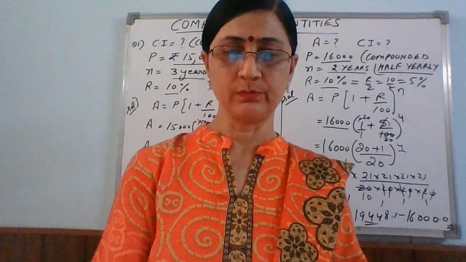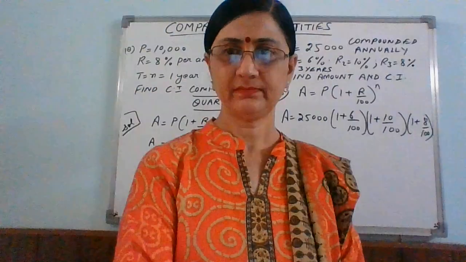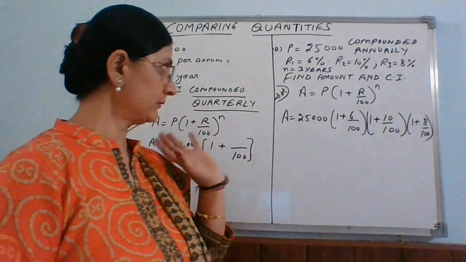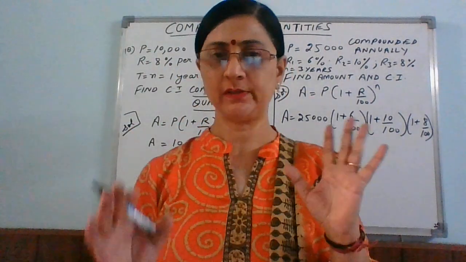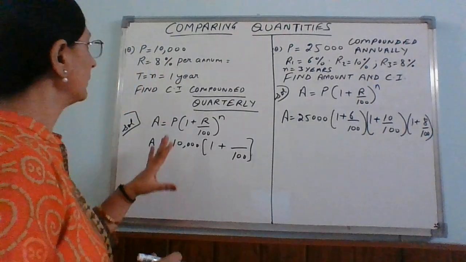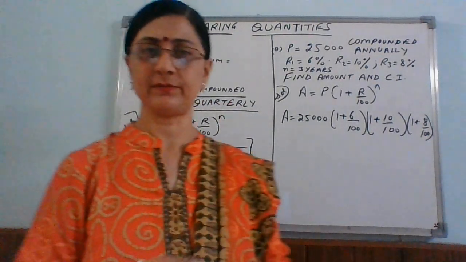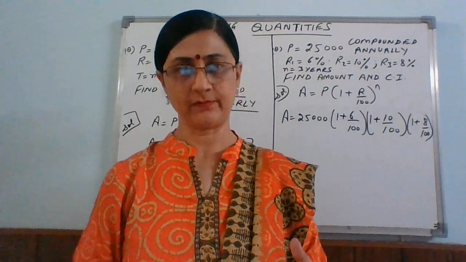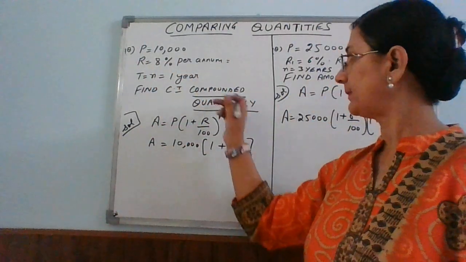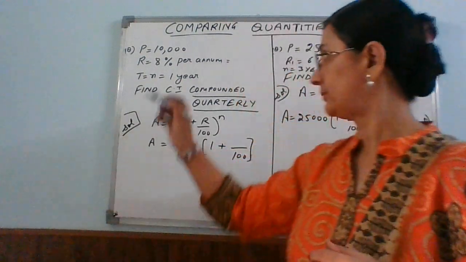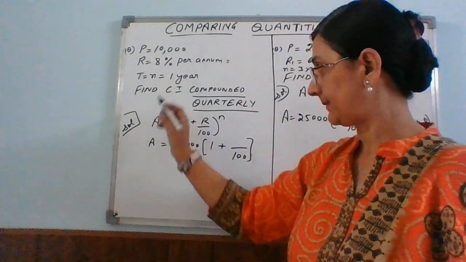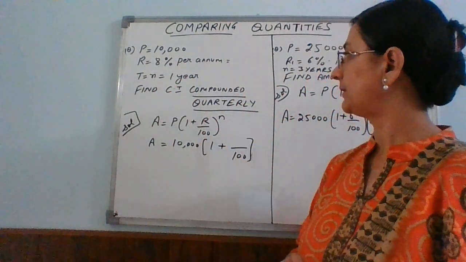Okay, children, now we'll see more questions. Okay, students, these are the last two questions which we'll be doing in this video. Now the question of compounded quarterly is left, because we have done annually and a question of half yearly. So the principal is given, rate is given, time is given, find CI compounded quarterly.